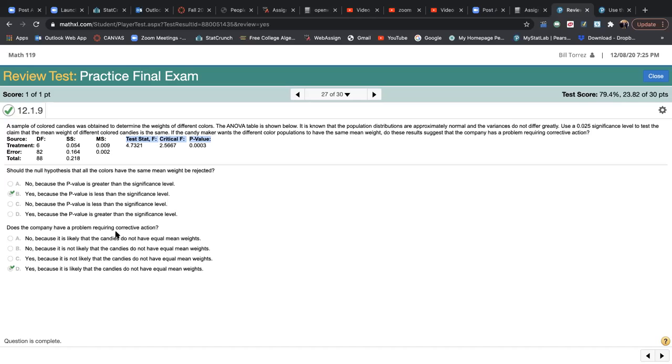Does the company have a problem requiring corrective action? Okay, and since we've rejected the null that the mean weights are all the same across colors, we would respond yes, because it is likely that the candies do not have equal mean weights. All right. So that's number 27, ANOVA.